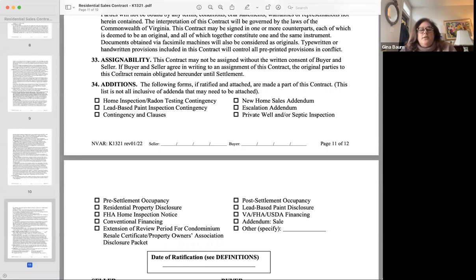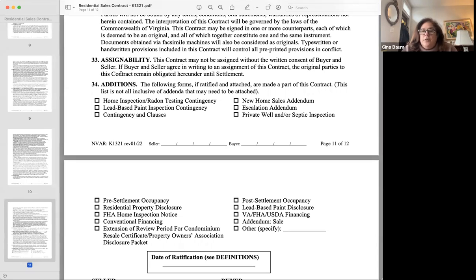New home sales addendum. I haven't found that addendum very helpful at all. You probably won't use it. Escalation addendum we do use, and you should make yourself familiar with it. It's a little confusing. Private well and or septic inspection, post-settlement occupancy, lead-based paint disclosure, VA, FHA, USDA financing addendum, addendum of sale. That would just be like an addendum that we attach, right?